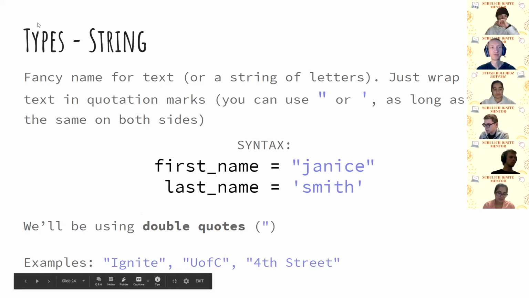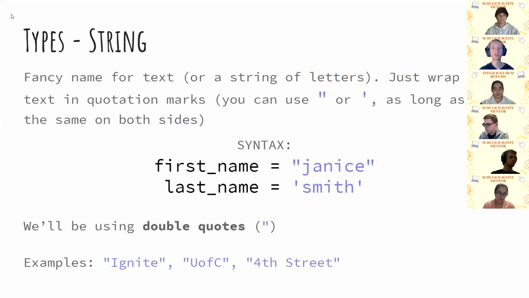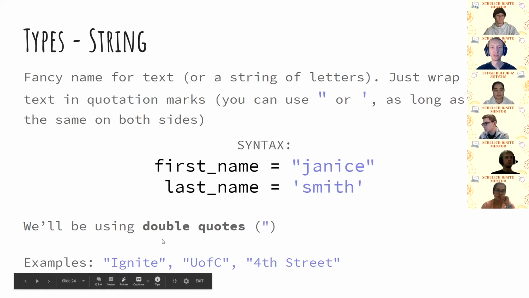And the next type that we'll talk about is what's called a string, and the string is just a fancy name for text. It's a string of letters. You can think of it as just a sequence of letters that are put together. So to create this, you need to wrap your text in quotation marks. We've already seen a few examples of these on the slides. What we saw was with the double quotes, but it is also possible to use single quotes. You just have to make sure that whatever is at the start has to also be at the end of it. And on all these slides, we're just going to be sticking with double quotes.